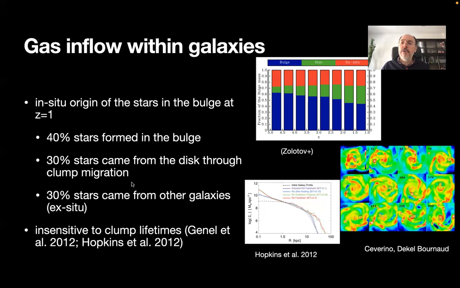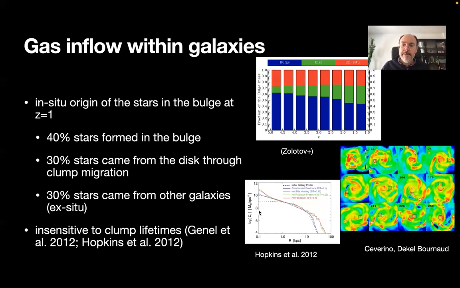So the in situ origin of the bulge was something very strong, and is something very insensitive to the feedback models, so insensitive to these clump lifetimes. Other simulations with different models of feedback also produce clumps, but now these clumps are disrupted in a few free-fall times. So something very fast. In less than 50 million years, the clumps are disrupted in those models. So they don't migrate to the center. But still, in those simulations, they see the growth of a central bulge.